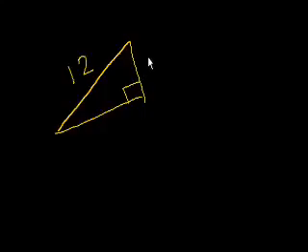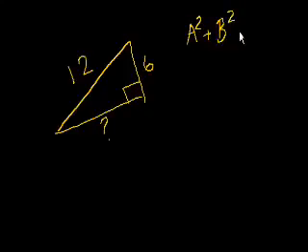Let's say, once again, this is the right angle. This side is of length 12. This side is of length 6. And I want to figure out what this side is. So let's write down the Pythagorean theorem. a squared plus b squared is equal to c squared, where c is the length of the hypotenuse.